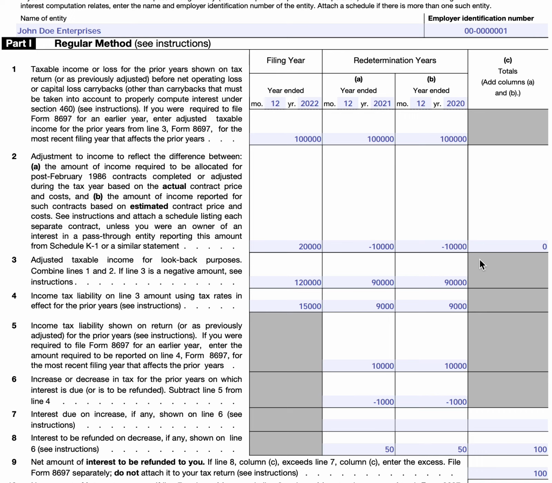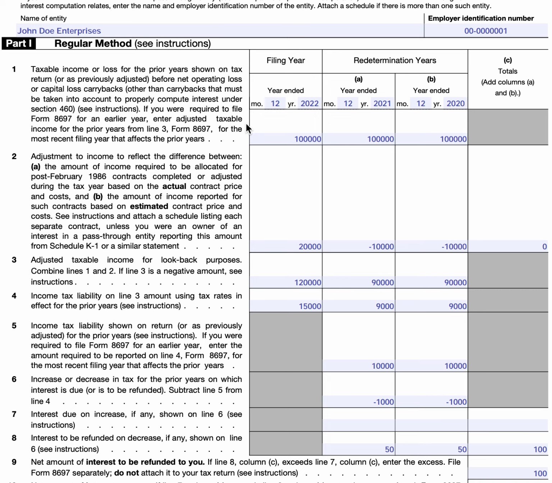So in line 1, we're going to enter the taxable income or the loss for the prior year shown on the tax return. Now this income or loss is before net operating loss, capital loss carrybacks.